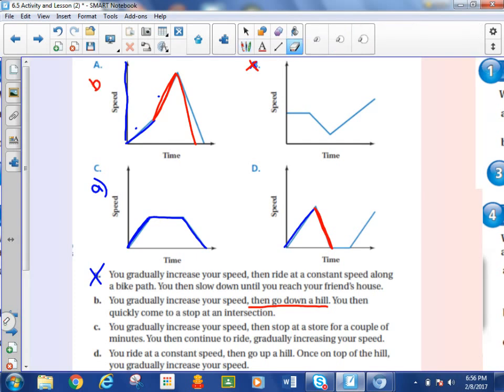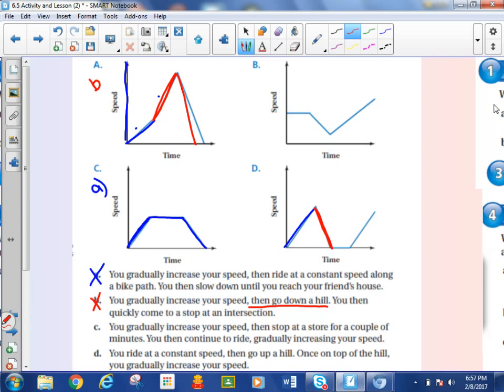Okay, these ones are kind of tricky. You have to really read through them and understand what the graph is telling you. Letter C, you gradually increase your speed. So once again, we have an increase of speed. So we are left with these two on the right side. So gradually increasing, it has to be D, but we'll go ahead and discuss D out.